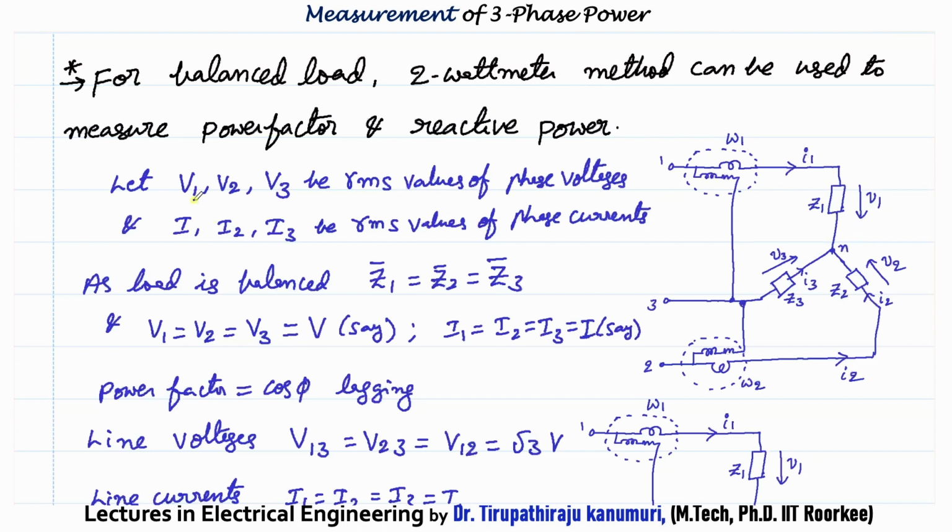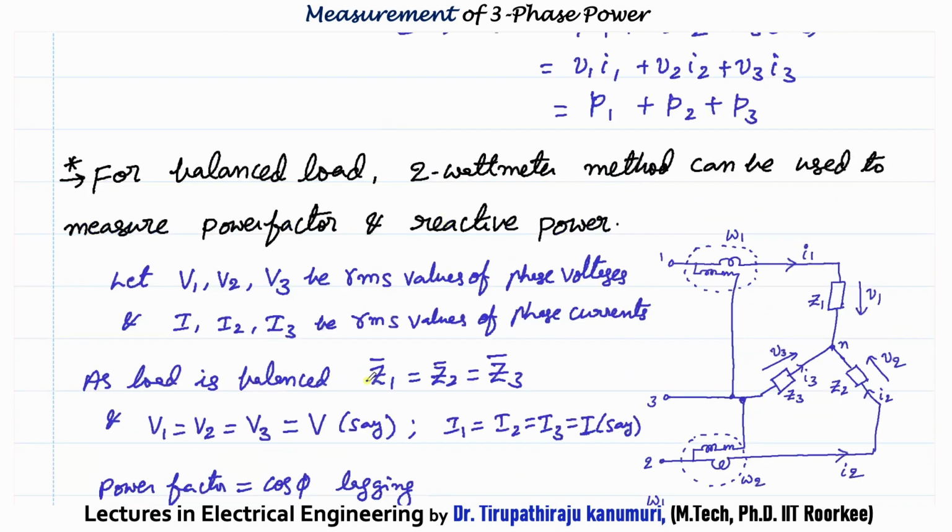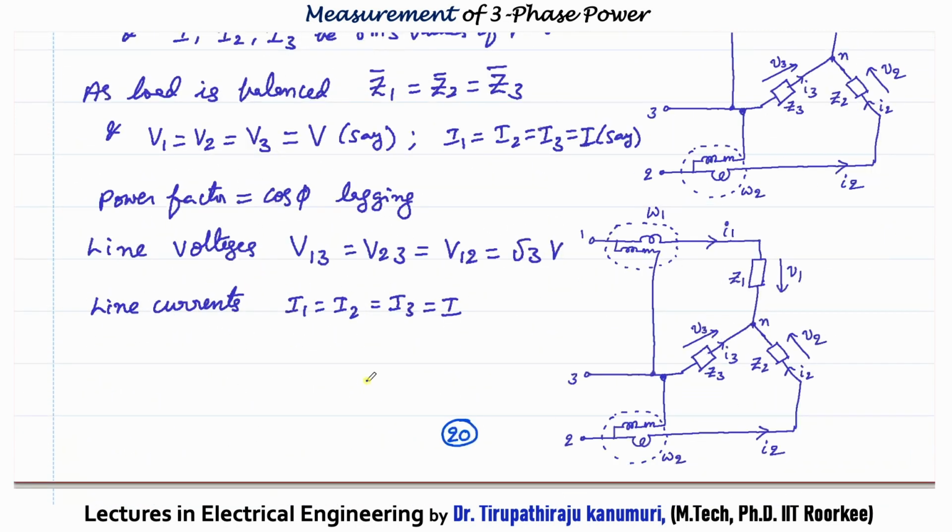So here I am taking the RMS values. Let V1, V2, V3 be the RMS values of the respective phase voltages, and capital I1, I2, I3 be the RMS values of the respective phase currents. As the load is balanced, Z1 is equal to Z2 is equal to Z3, and all phase voltages are equal, so I am assuming that value is V. Similarly, I1 is equal to I2 is equal to I3 is equal to some I. And I am assuming my power factor is some cos phi lagging, that means the current is lagging behind the voltage by some angle phi.